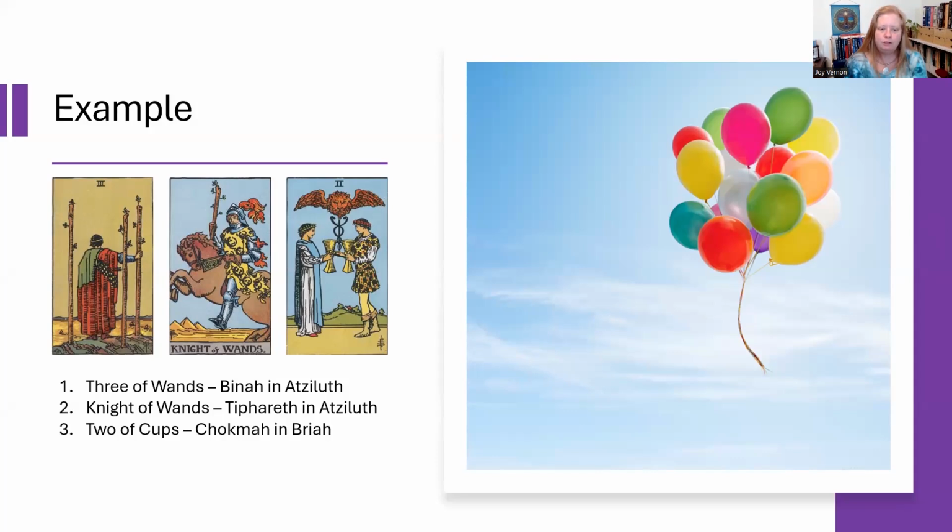Thinking of the 3 of Wands as Bina in absolute, the container in the level of spark. How would you interpret that card, thinking of it that way? Looking for a way to contain desire. Okay, good. I like that. Looking for a way to contain the desire.